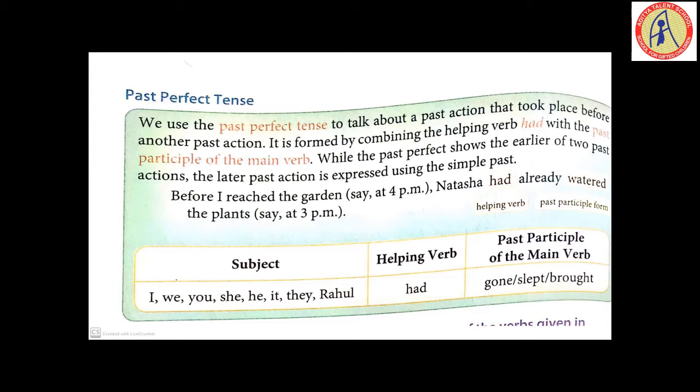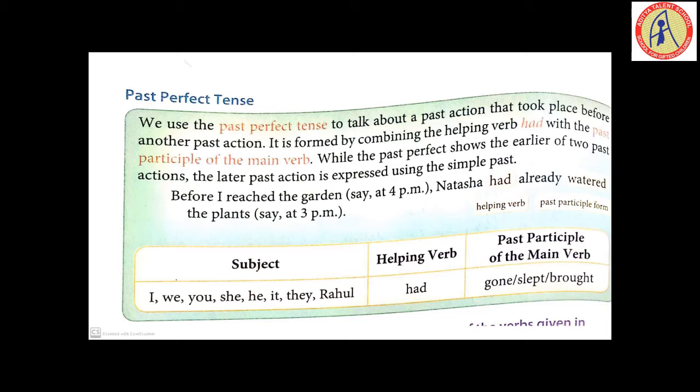While the past perfect shows the earlier of the two past actions, the latter past action is expressed using the simple past, by using the linkers after, before, when. When two actions happen in the past, by using linkers like after, before and when, we can state that the previous action comes under the past perfect, and the latter action comes under simple past. This was done by us in Grammar and More.